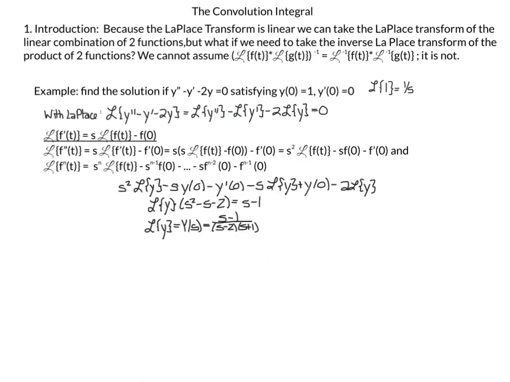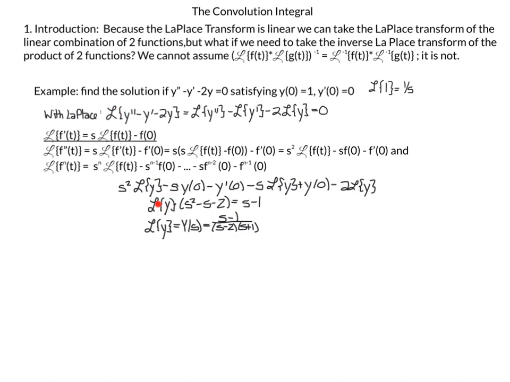Using our formulas for the Laplace transform of derivatives, we convert this: L of y double prime is equal to s squared L of y minus s y of 0 minus y prime of 0. Then our next term is minus L of y prime, which is s L of y minus y of 0, and finally we have minus 2 L of y. So we're taking the Laplace transform here using these derivatives.